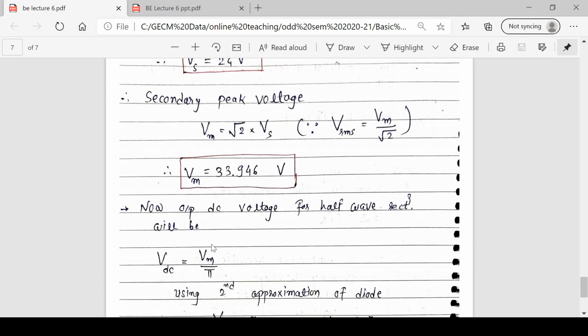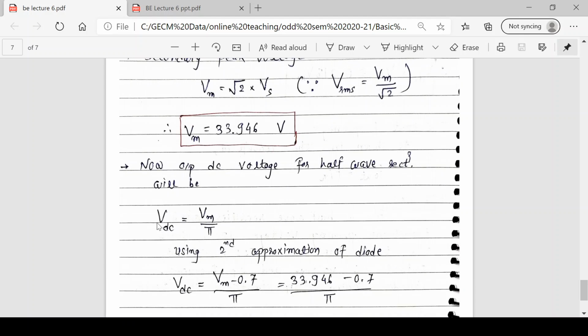Now let's find output DC voltage of half wave rectifier. So we have the equation VDC is equal to Vm upon pi. But you are told that you have to use second approximation of diode. Your diode is not ideal. Your diode has a barrier potential of 0.7 volt. So that means that particular voltage will be used by diode. So it must be subtracted from the input peak voltage.